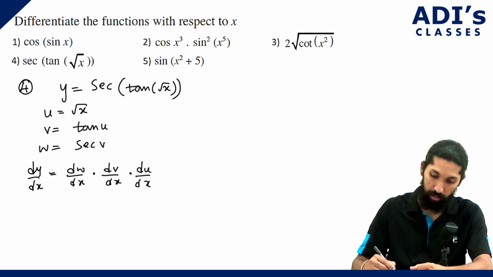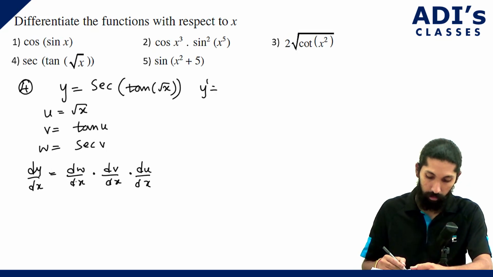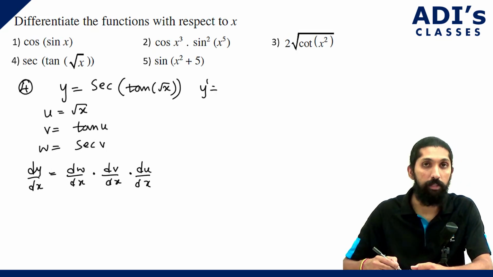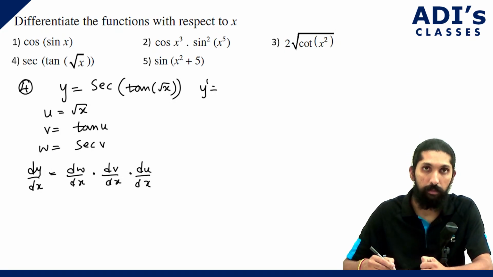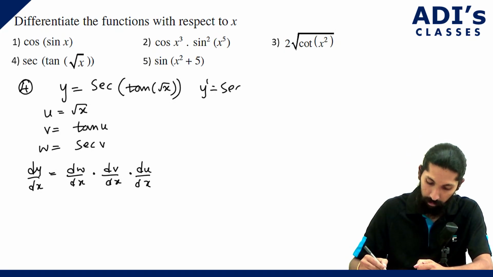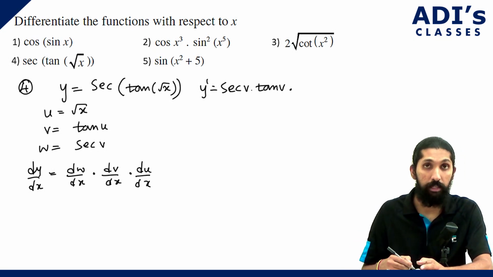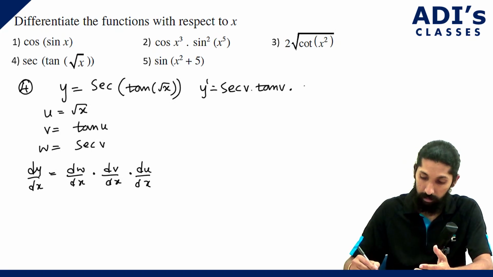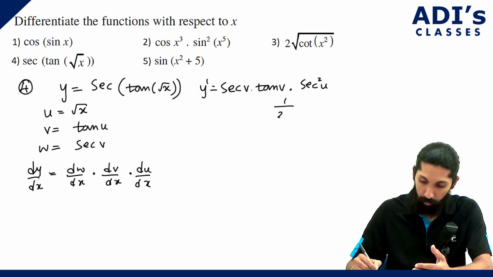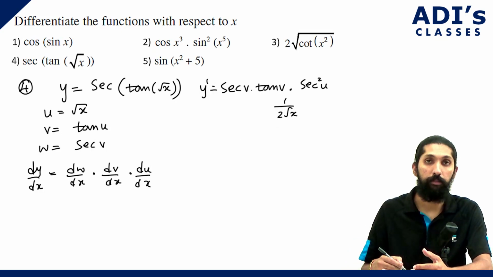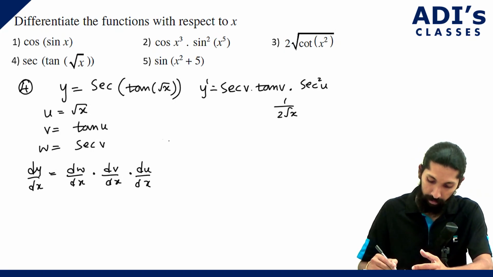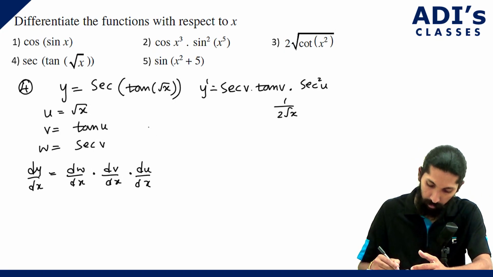So y dash is equal to the first part, secant. What is secant x derivative? Secant x tan x. So this is going to be secant v into tan v, first part, into derivative of tan is secant square. So we'll get this as secant square u into 1 by 2 root x, isn't it? So what do you get now? y dash. So maybe I'll write it here somewhere.